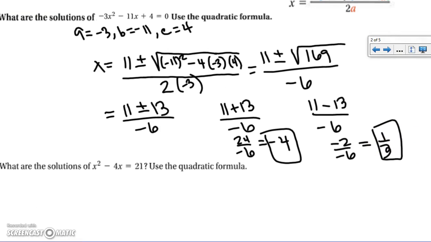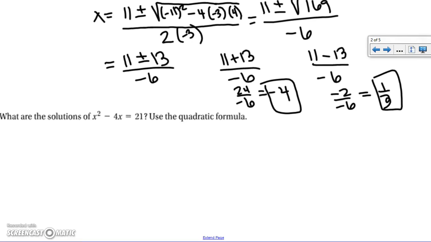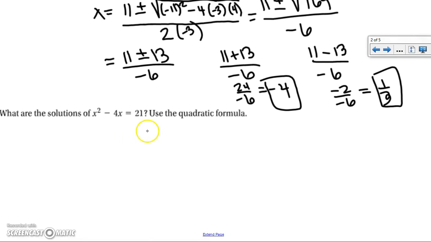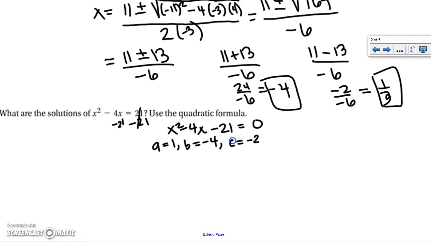Okay, so continuing on, let's try another one using the quadratic formula. So in this problem, we can see that it is not set equal to 0. We do want our problem set equal to 0 so that we can solve it. So we can subtract 21 to the other side. So x squared minus 4x minus 21 equals 0. Now identify your a, b, and c. So a is 1, b is negative 4, and c is negative 21.